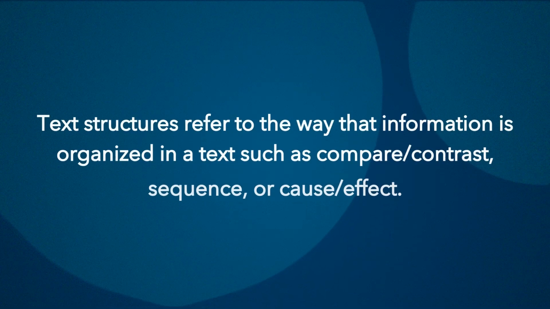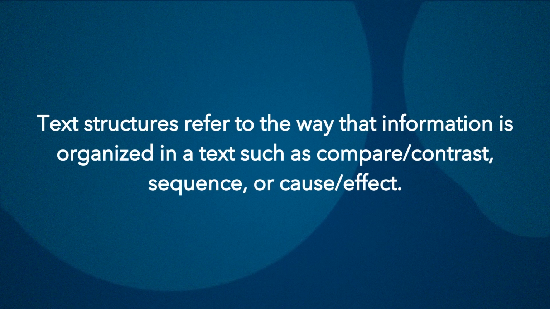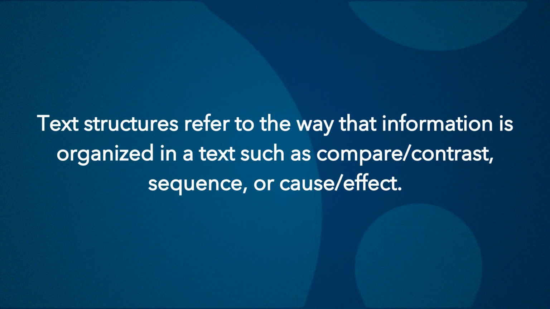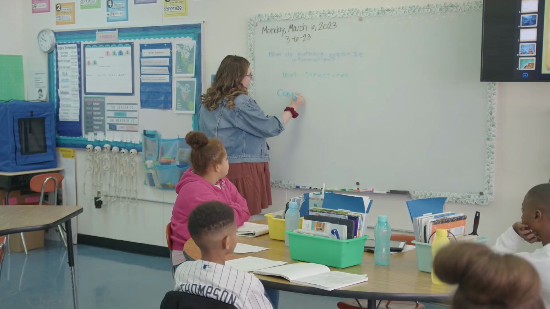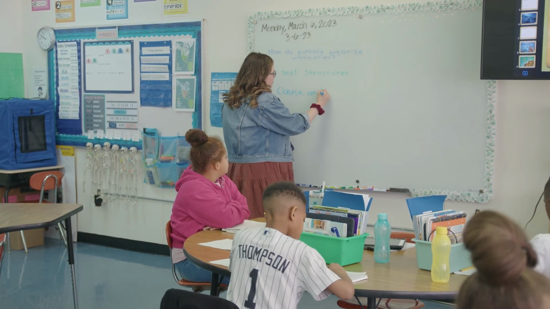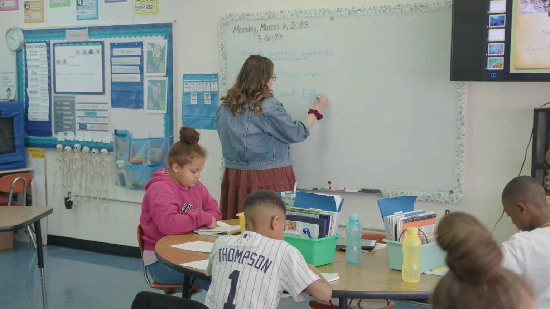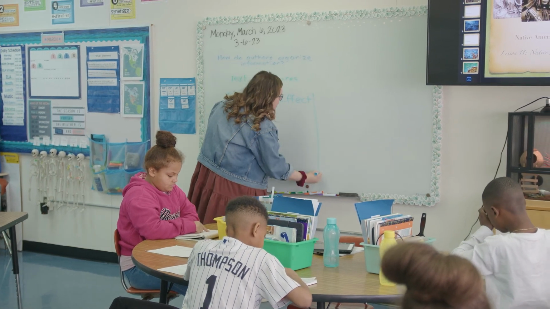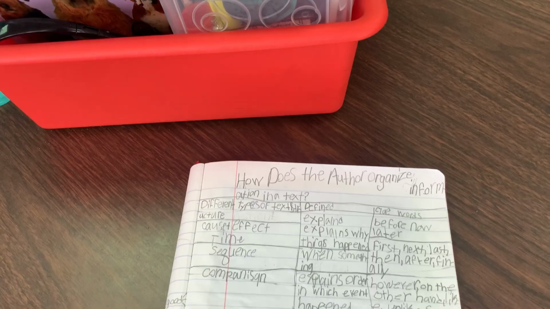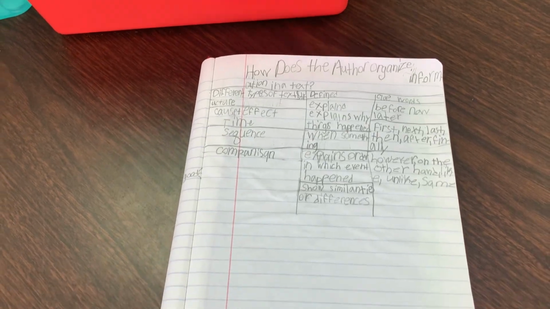Okay, good. So today, one of the reading focuses we're going to be thinking about is text structures, the way authors organize information. Now we've looked at this before. So the two that we're going to focus on today are cause and effect and sequence. Find sequence in your notes and put your finger on it.